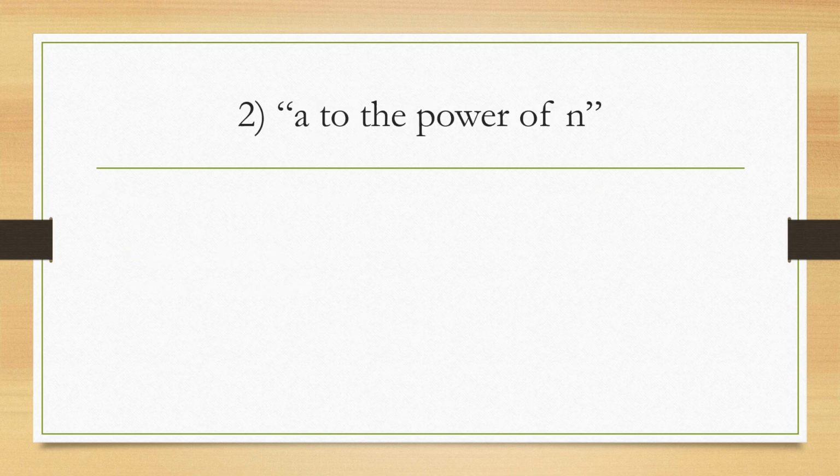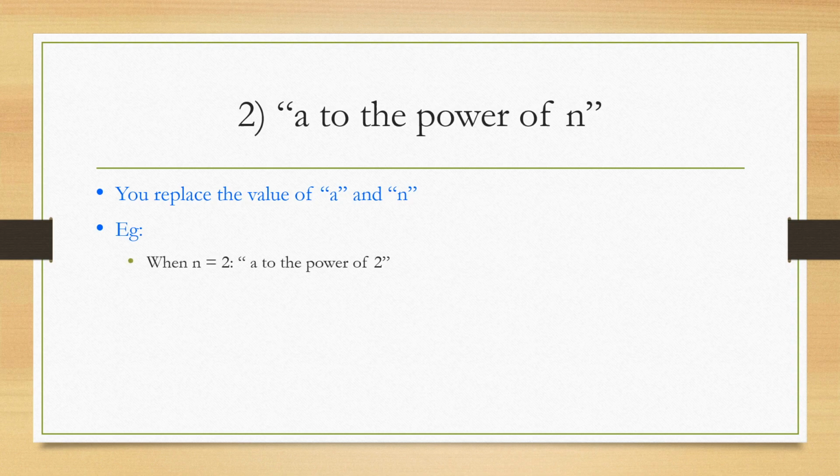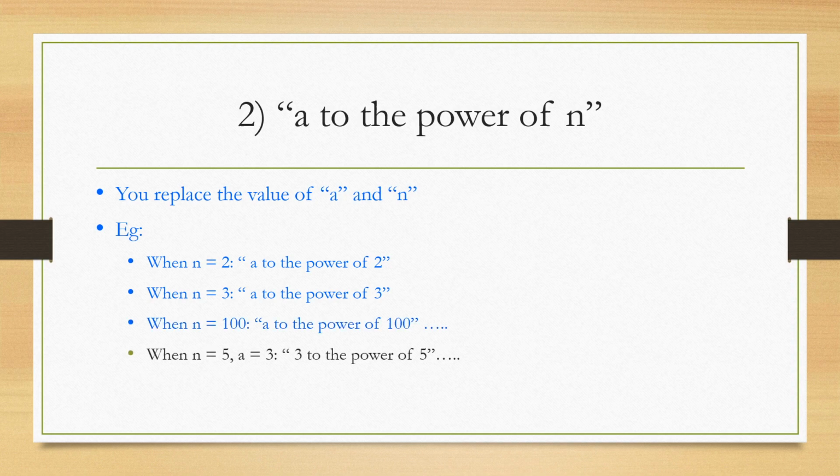So this one is just a to the power of n. You can replace the value of a and n. For example, when n equals 2, we say a to the power of 2. When n equals 3, we say a to the power of 3. Or when n equals 100, we say a to the power of 100. In context, if a equals 3 and n equals 5, we say 3 to the power of 5. It's pretty simple and quite straightforward.